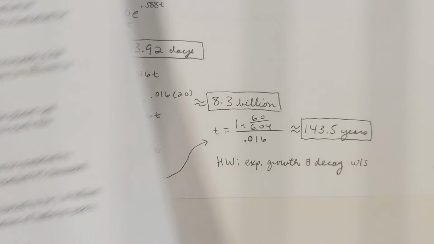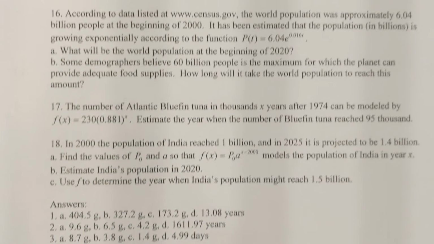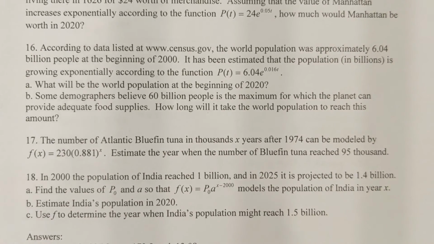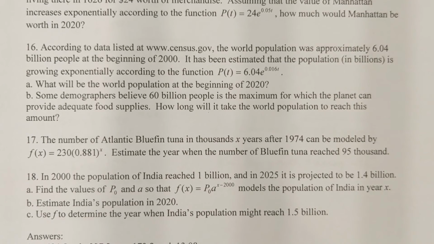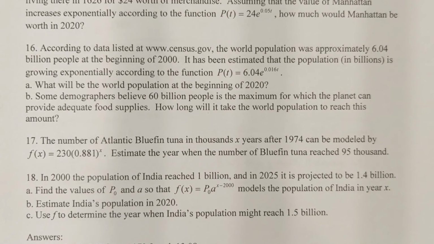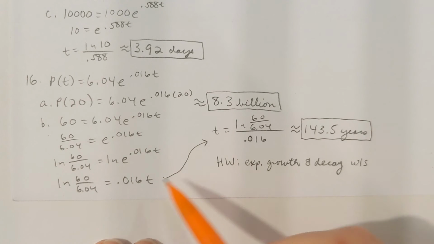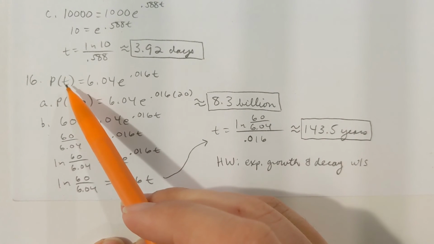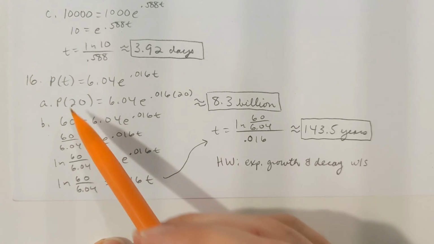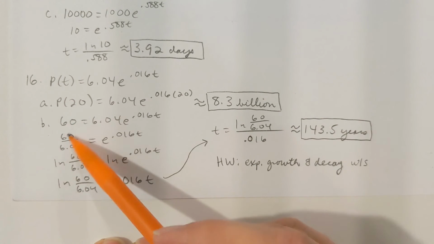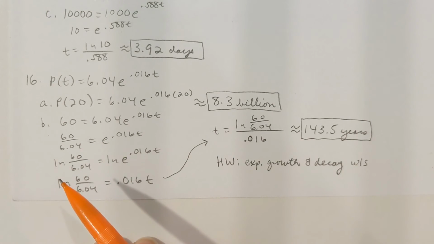Okay, and let's take a look at part B. It says, some demographers believe that 60 billion people is the maximum for which the planet can provide adequate food supplies. How long will it take the world population to reach that amount if the trend continues? Well, okay, so the population is represented by P. I'd want to set that to be 60 billion. I'll just let it be 60 and keep in mind that I'm working with billions here.